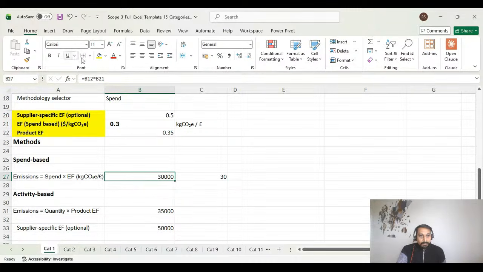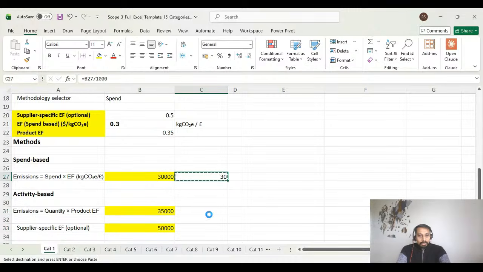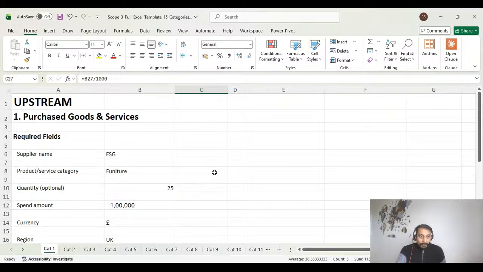So here you can see the different methodologies give different tons of CO2 equivalent, and you can utilize those emissions factors based on your requirement. And these are the different emissions, tons of CO2 equivalent, you will get for category 1. So category 1 is covered for upstream. Let's move into category 2.